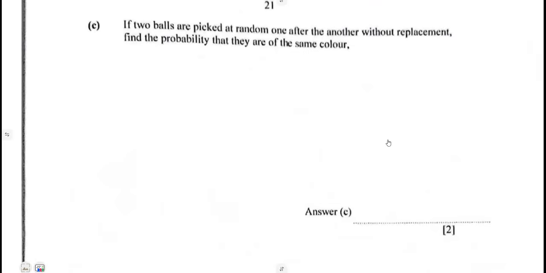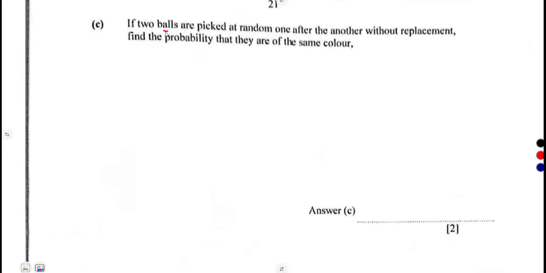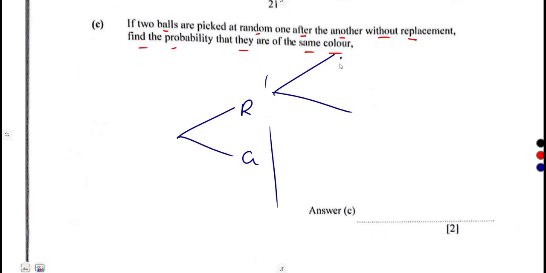All right. Then on the other hand, if two balls are picked at random, one after the other without replacement, find the probability that they are of the same color. So for the probability of the same color, remember that we've got red and green. This is the first pick. Then another one is going to be red, green.